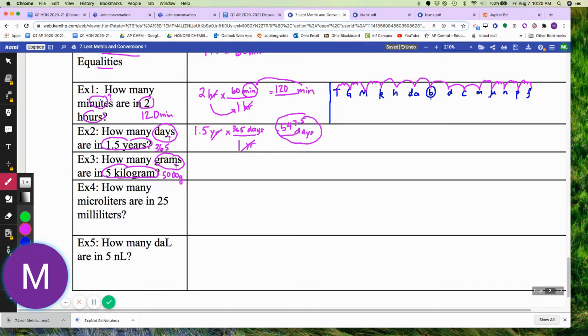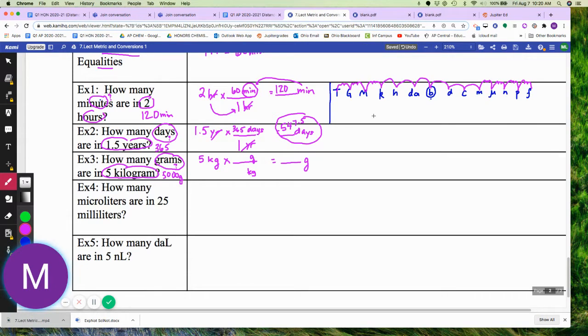So the first step is write the given, 5 kilograms. Grams is the base unit. How many grams? Put a grams in the end is what you want. Again, drop the undesired unit down here. Whatever this unit is goes down, the grams goes up. Then you have to decide which is bigger, a gram or a kilogram.